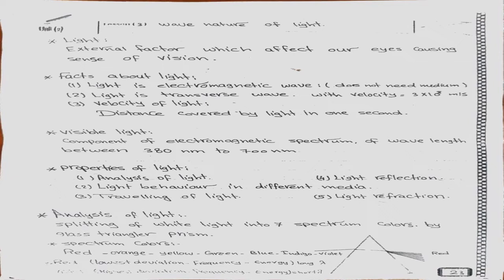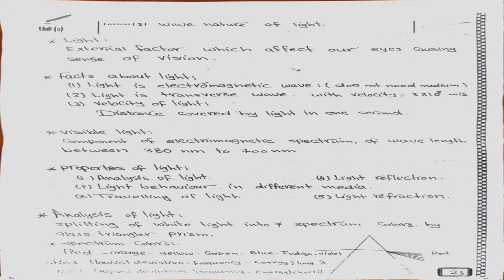Firstly, what's meant by analysis of light? Analysis of light means the separation or splitting of white light or sunlight into 7 spectrum colors when it falls on a glass prism, a triangular prism.